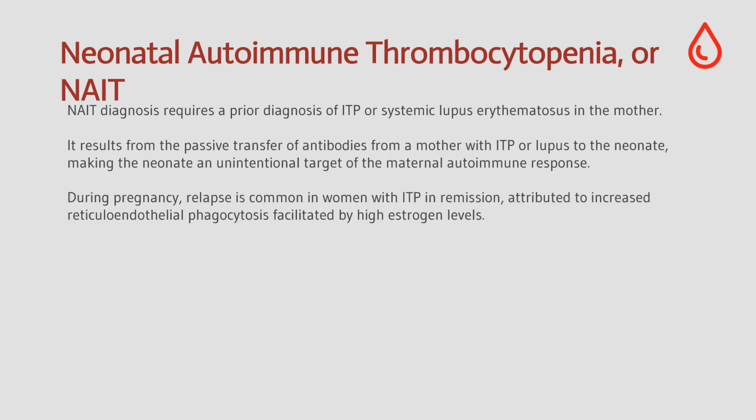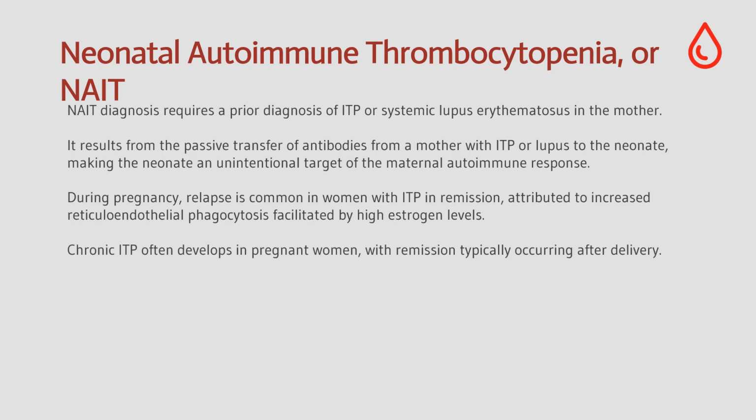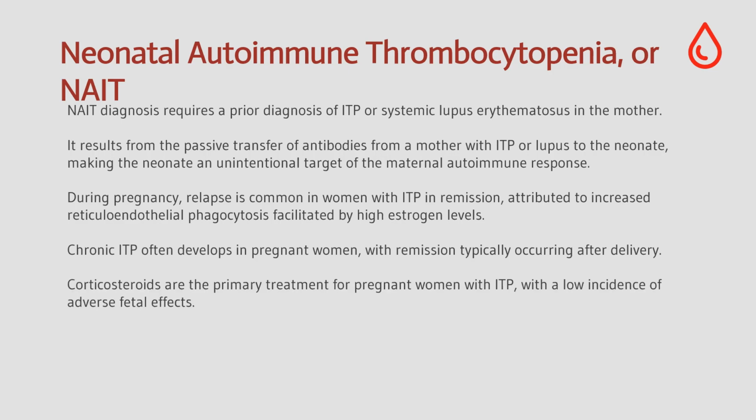During pregnancy, relapse is common in women with ITP in remission, attributed to increased reticuloendothelial phagocytosis facilitated by high estrogen levels. Chronic ITP often develops in pregnant women, with remission typically occurring after delivery. Corticosteroids are the primary treatment for pregnant women with ITP, with a low incidence of adverse fetal effects.